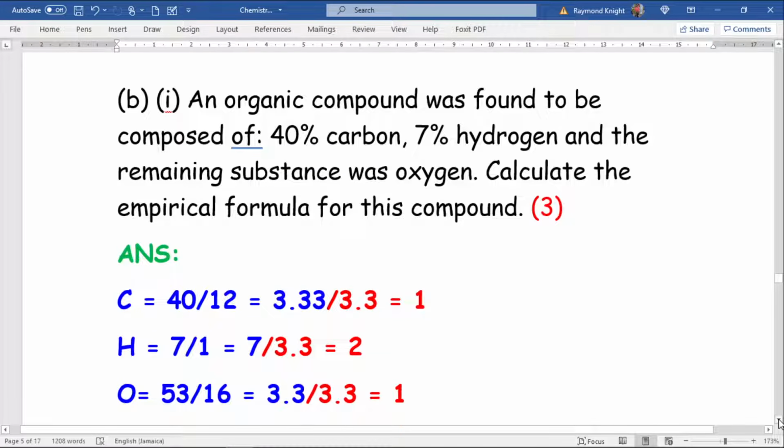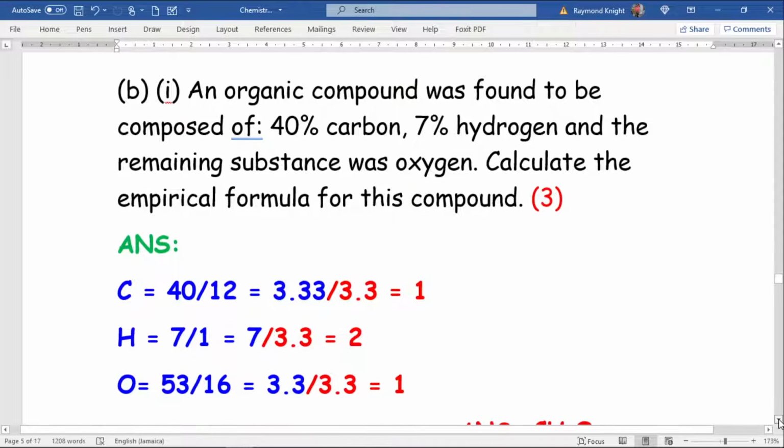All right, for this question now, an organic compound was found to be composed of 40% carbon and 7% hydrogen, and the remaining substance was oxygen. Calculate the empirical formula for this compound. This is a long question, because it keeps going and going.